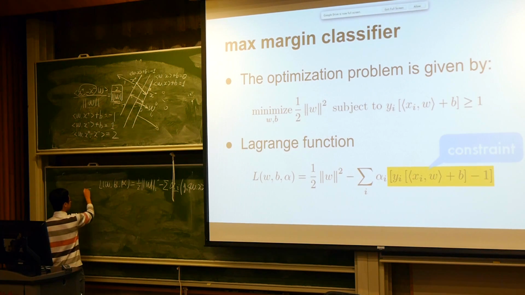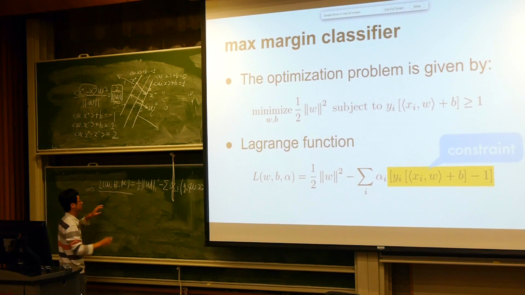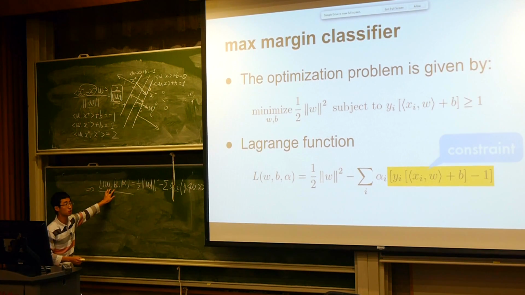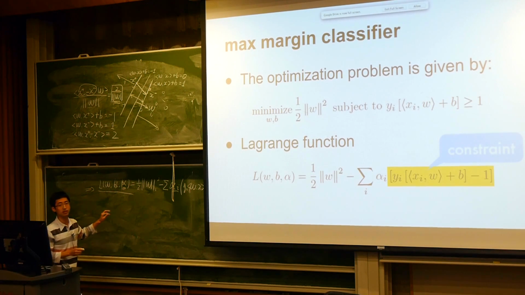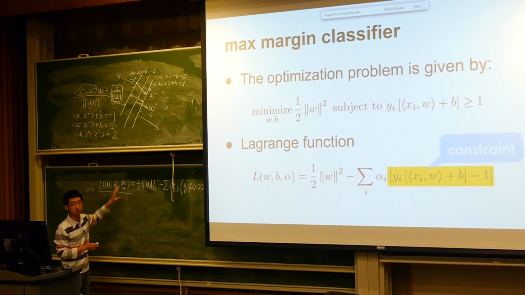So we want to study this function. Here are some very nice things here. This function has 3 parameters, including the parameters of the original optimization problem, which is W and B. And it also includes some additional parameter. This parameter, we introduce it by ourselves. For each constraint, we introduce this additional parameter.